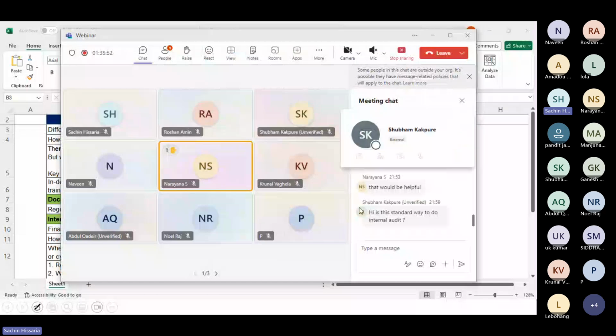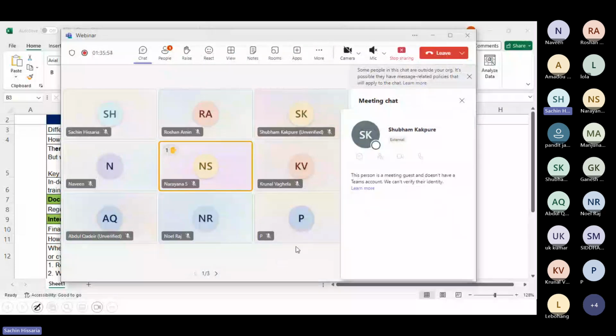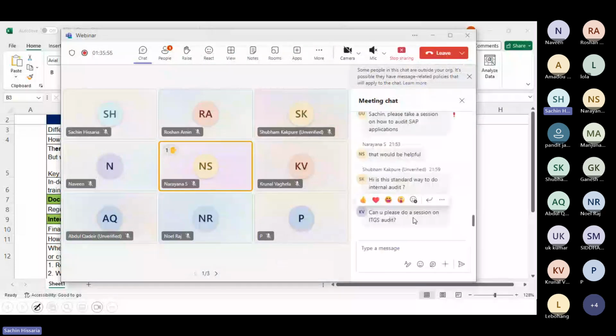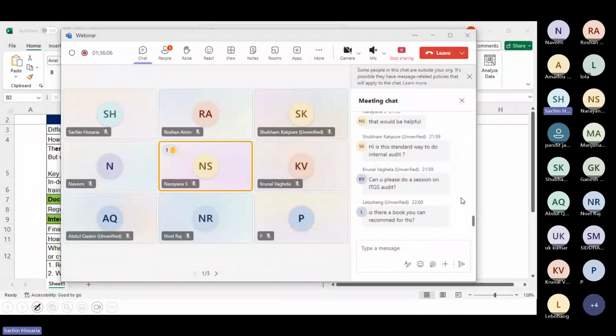So we have pretty much covered the same. And can you please do the session? We'll do that definitely. Standard way to do internal audit. Yes, Subham, there is a way, there is a hierarchy. There is a step-by-step process by which the audit needs to be conducted. So maybe we'll definitely discuss that in some other webinar.